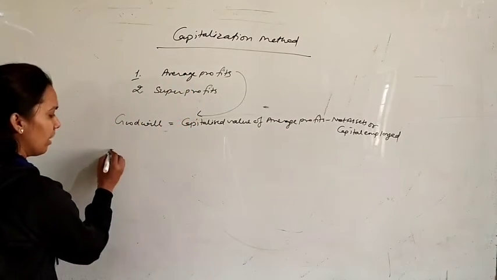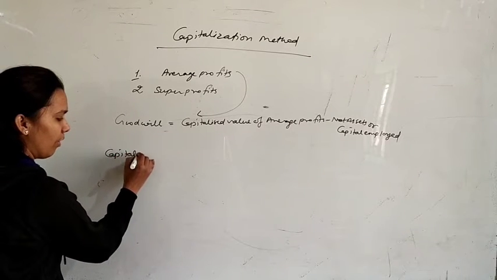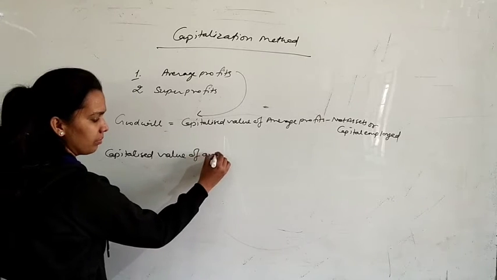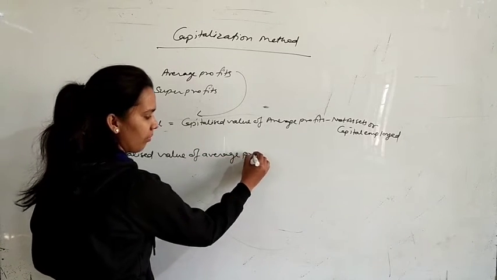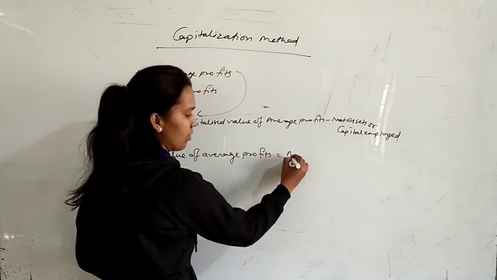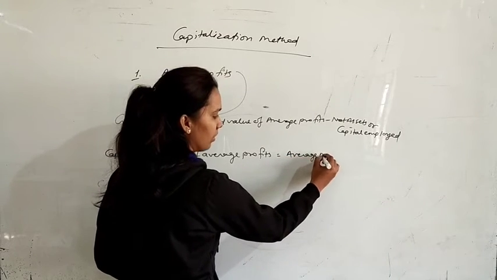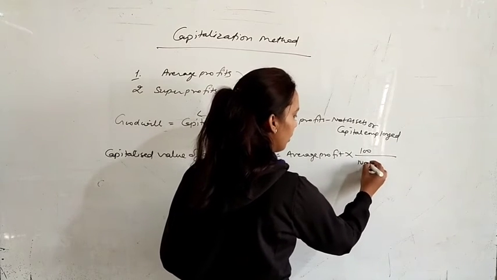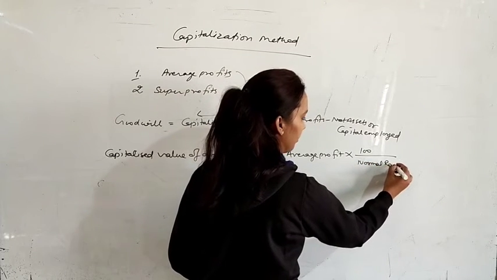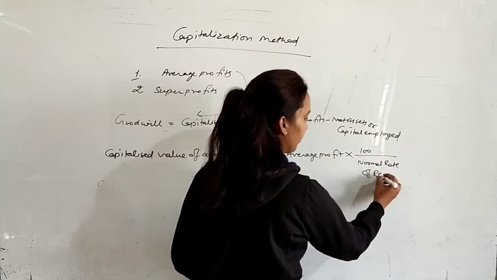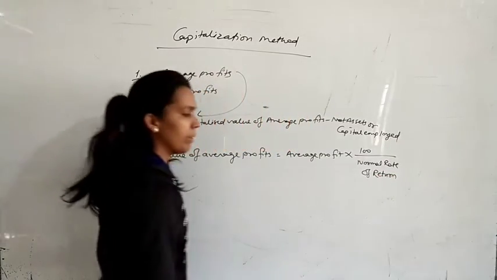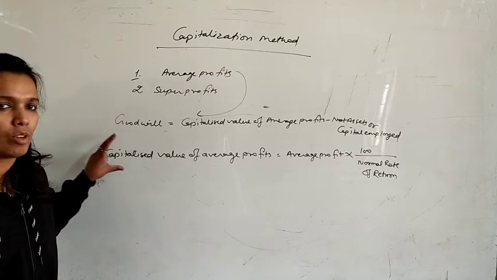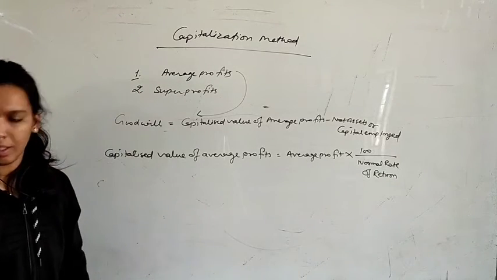Later on we need to find the capitalized value of average profit, which equals average profit multiplied by 100 upon normal rate of return. This will be the formula for finding the capitalized value of average profit. So these two formulas we have to apply under this method. Okay.